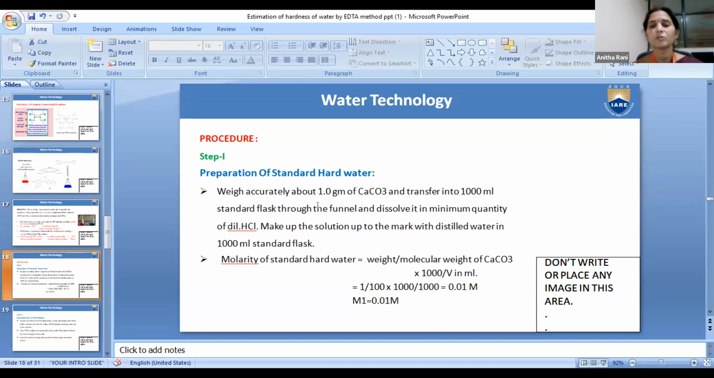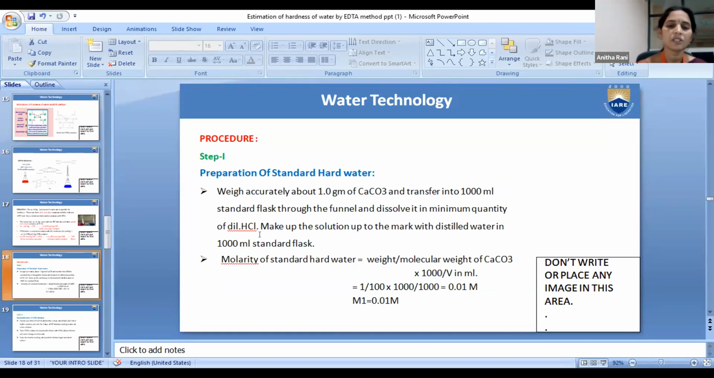You take the weight on a digital balance, calcium carbonate 1 gram. Then that calcium carbonate you can transfer into the 1000 ml standard flask. You pour the distilled water into the standard flask. Keep the lid and you can shake it. It will be mixed. The 1 gram of calcium carbonate will be dissolved in distilled water.